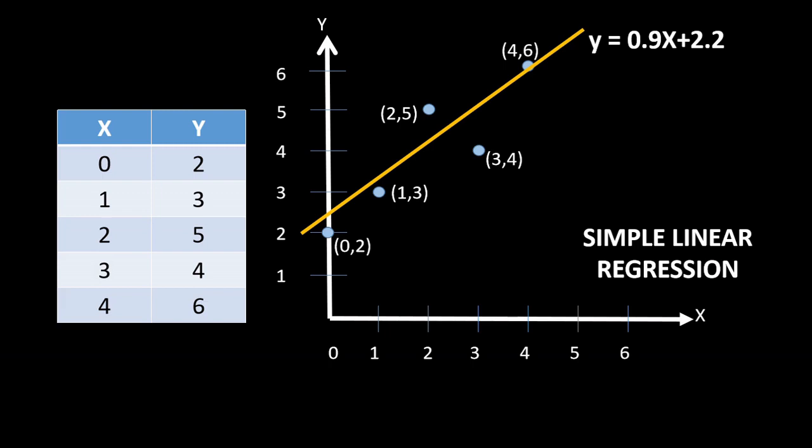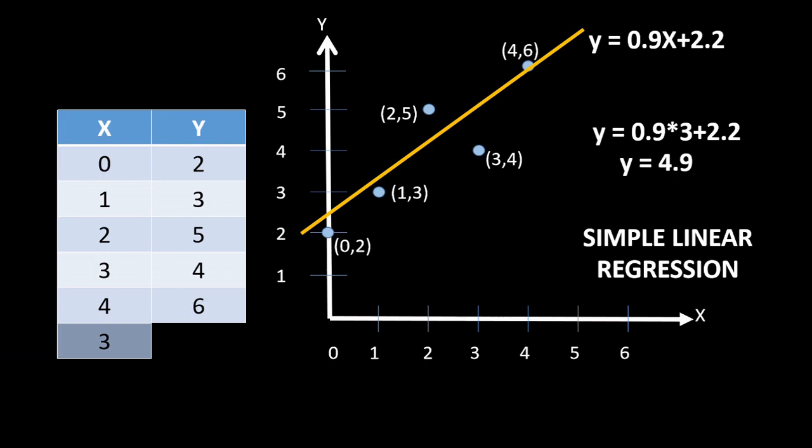Say when you try to predict the value of y using this equation at x equal to 3, you get the value of small y as 0.9 into 3 plus 2.2. Just substitute the value of capital X equal to 3 in the given equation and you get the value of small y as 4.9. So this is the prediction that our model is making when I chose capital X equal to 3. Let us plot this value in the given graph. This point will lie on the straight line as shown here.